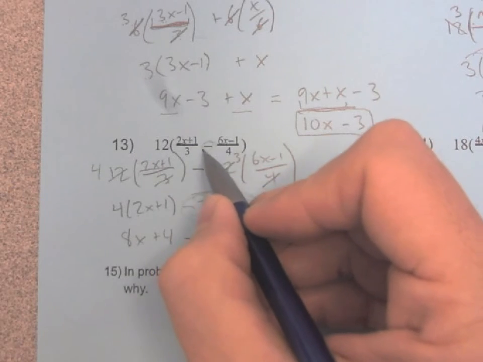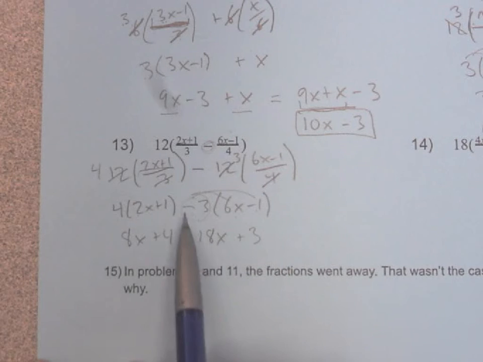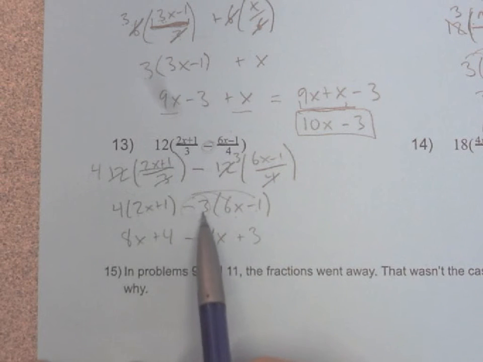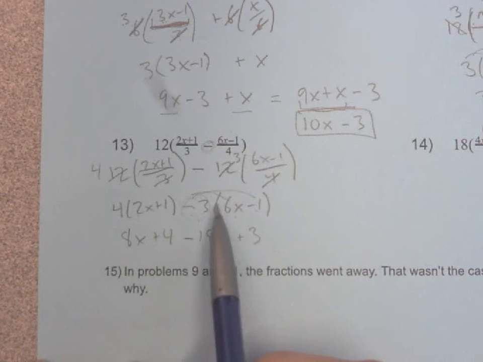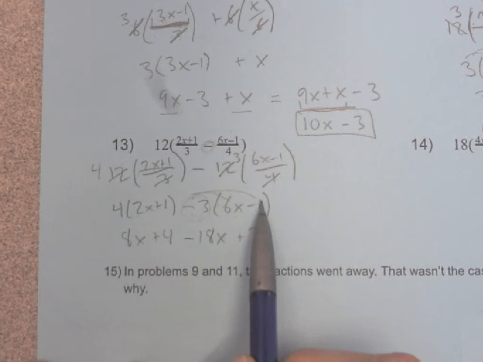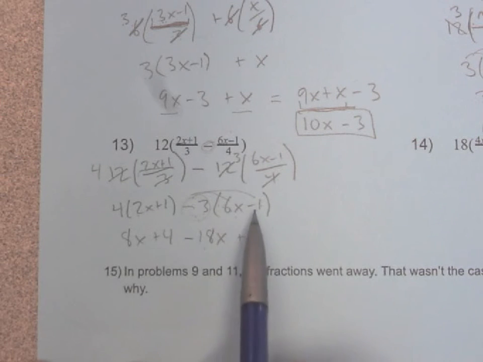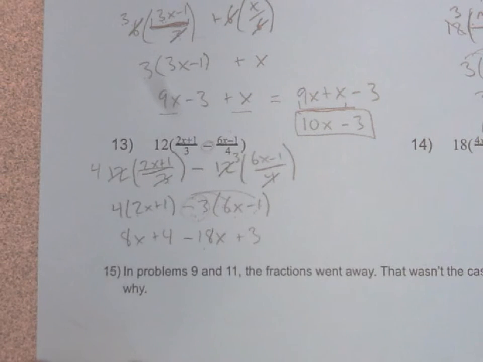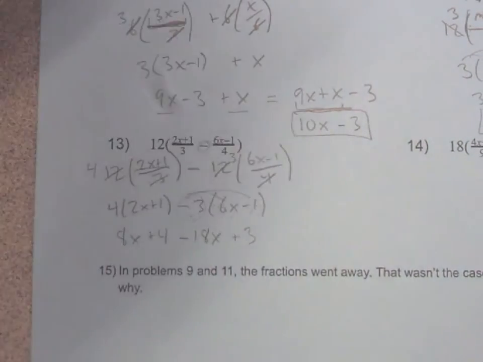It looks like we're just subtracting a whole chunk, but when we get it into this form, we are subtracting, or it's like a negative 3. We're actually going to subtract both of these pieces. When you subtract negative 3 times 6x, it's negative 18x. When you subtract negative 3 times negative 1, it's actually a plus 3. Right? So like subtracting a negative is actually adding, or multiplying a negative by a negative is actually going to give you a positive there.